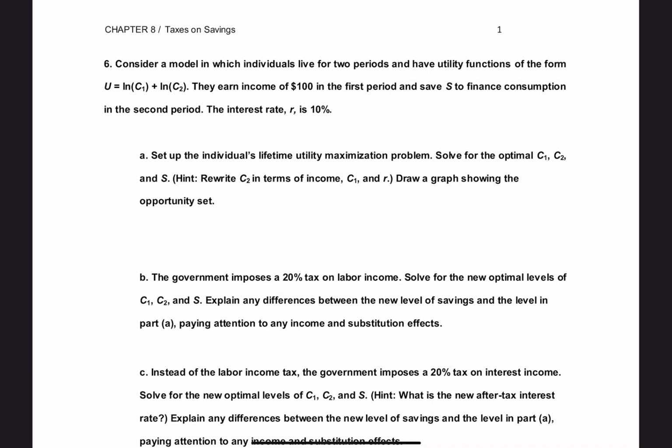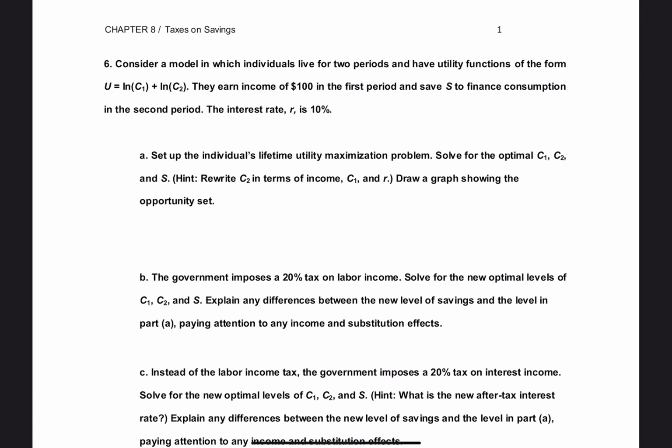So consider a model in which individuals live for 2 periods and have utility functions of the form u equal to the natural log of C1 plus the natural log of C2. They earn income of $100 in the first period and save S to finance consumption in the second period. The interest rate is R and it's 10%. A, set up the individual's lifetime utility maximization problem, solve for the optimal C1, C2, and S. And then there is a hint, draw a graph showing the opportunity set.